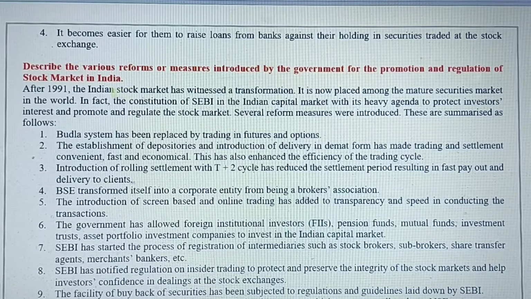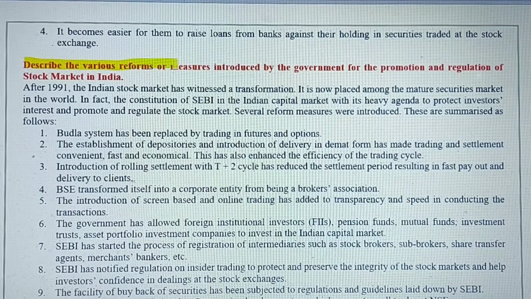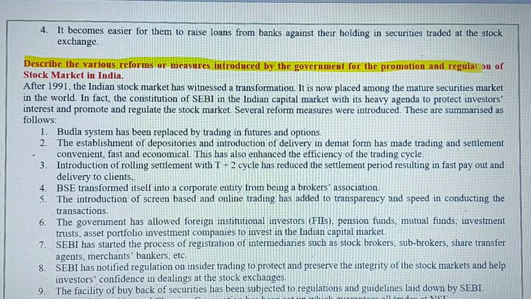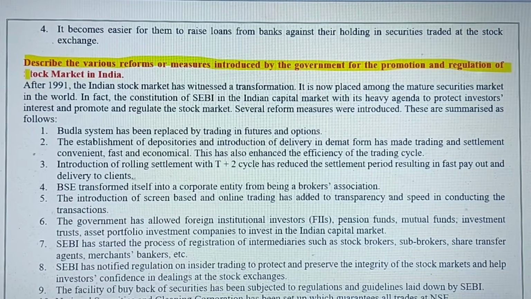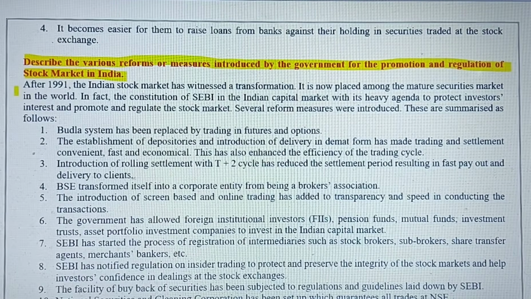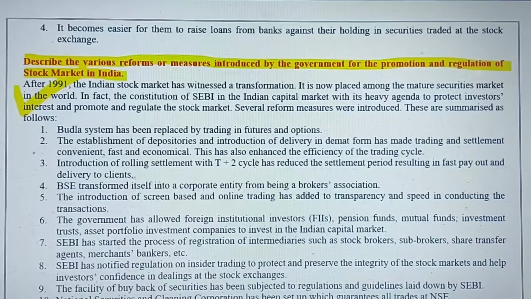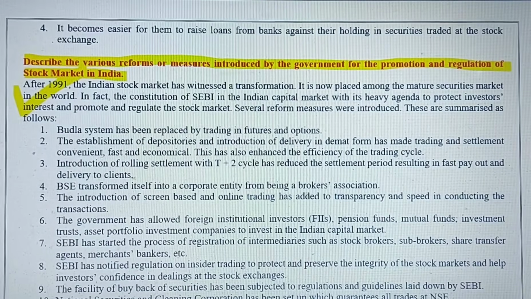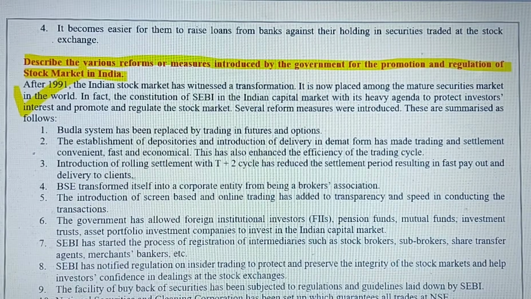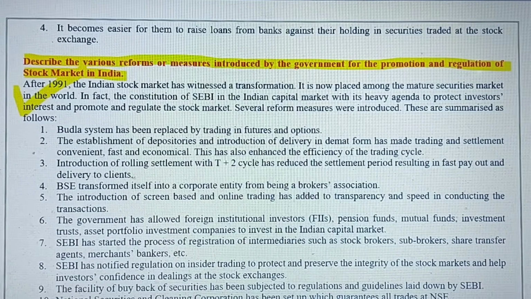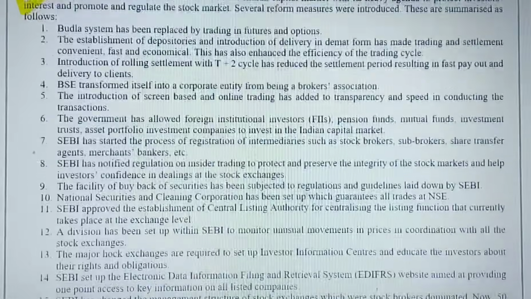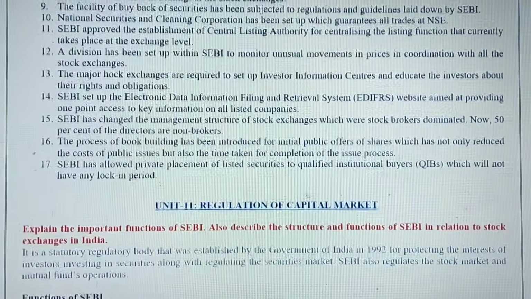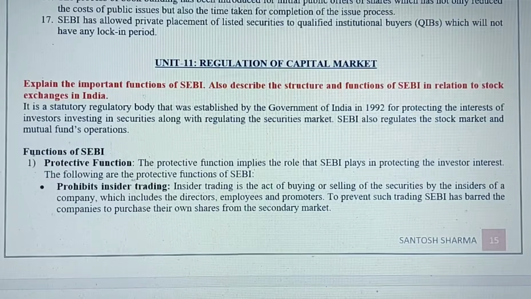Fine. The next question: describe the various reforms introduced by the government to promote and regulate the stock market in India. This is also a very interesting question, and in fact a lot of steps are taken by SEBI to protect investors' interest, and so also the companies. So there are a lot of reforms introduced here.